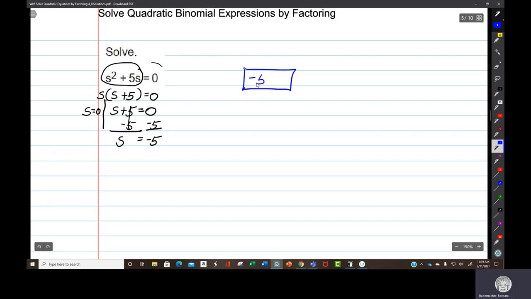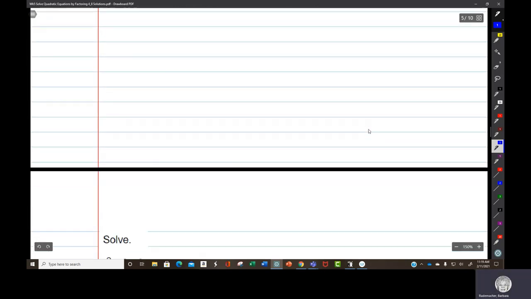I could write it as negative 5 and 0. That's the way these numbers fall on the x-axis on the number line. But you could say 0, negative 5. Nobody's going to mark you wrong. See how short and easy that was? I love these.